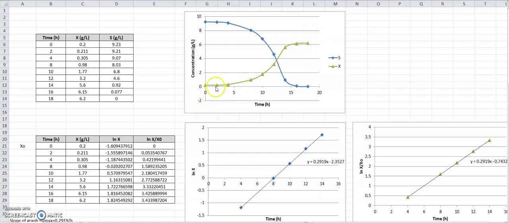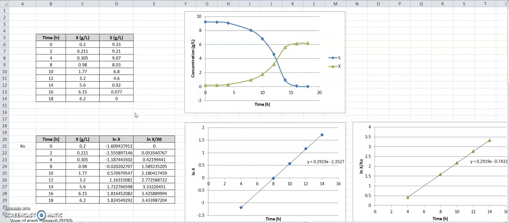From the profile of cell concentration, we can see that there is a lag phase between 0 to 4 hours of fermentation. Then from 4 hours onwards, we have a growth phase or exponential phase up until 16 hours of fermentation. And then we have a stationary phase.